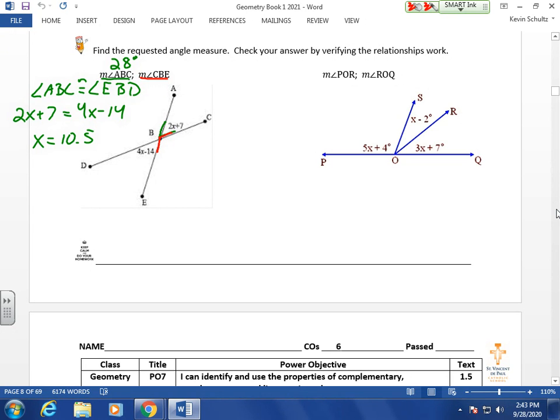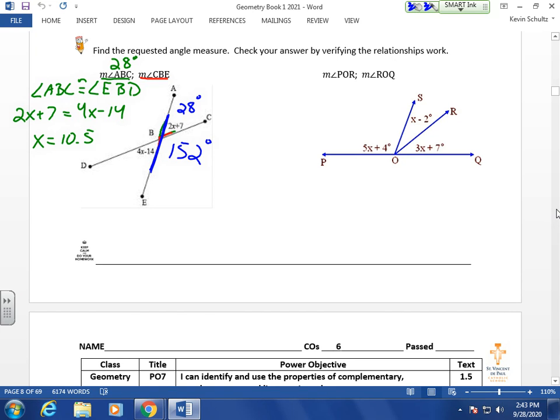And thus they make a linear pair, right? ABC and CBE make a linear pair because together ABC and CBE make this line, right? So if ABC is 28, Thumper says we can subtract 28 from 180, and it's going to give us the measure of CBE, and he's absolutely right. So we get a value of 152, right? Again, we see that kind of puzzle piece thing here.